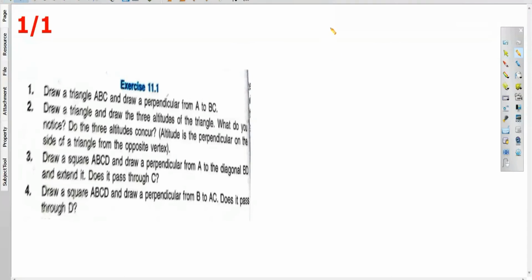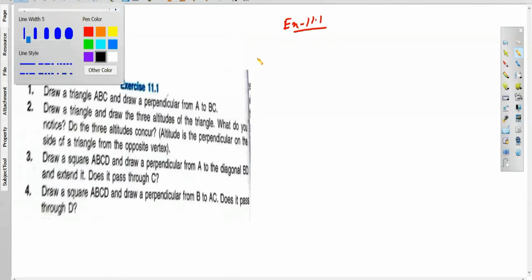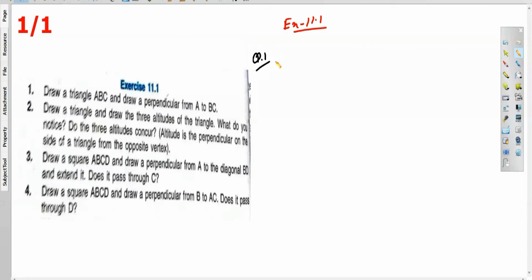So let's start with chapter number 11, exercise 11.1, question number 1. Exercise 11.1, we are going to start with question number 1. Question number 1 हमें क्या बोल रहे हैं, ध्यान से देखिए. First, you need to draw a triangle ABC and draw a perpendicular from A to BC.